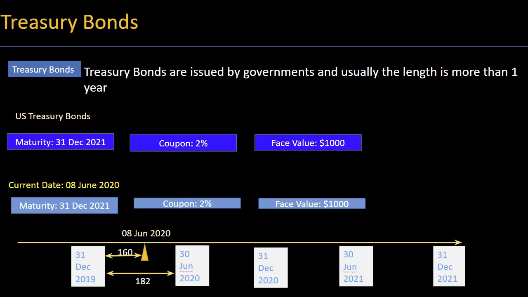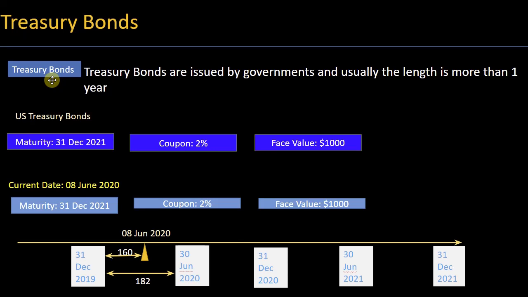This is an introductory session on Treasury bonds. Basically, Treasury bonds are issued by various governments to finance their funding, and Treasury bonds normally have a length of more than 1 year.